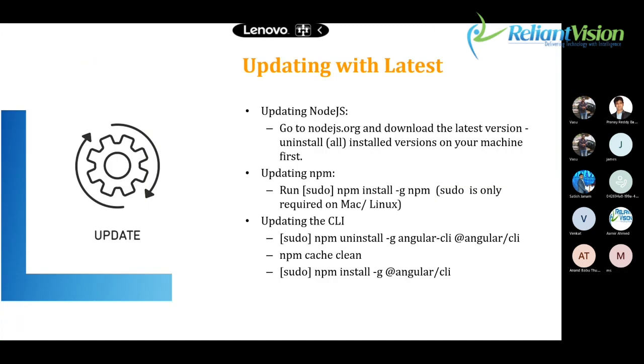Angular versions are updated frequently, so we need to update Node.js as well, update npm as well, and update the Angular CLI. These are the commands you need to run on your local machine. Sometimes there are problems with npm. We need to clear the cache using npm cache clean, and then reinstall the Angular CLI.